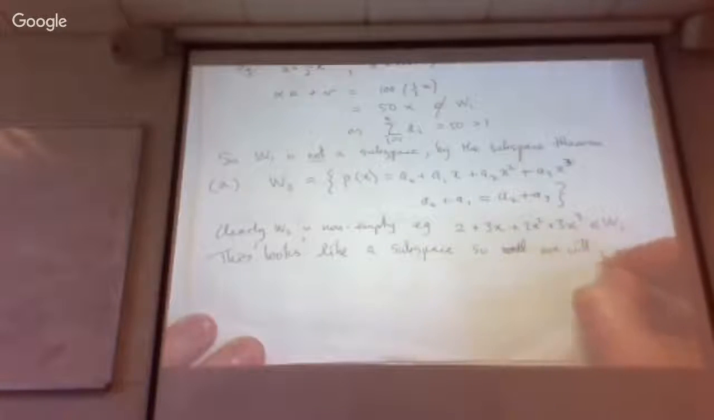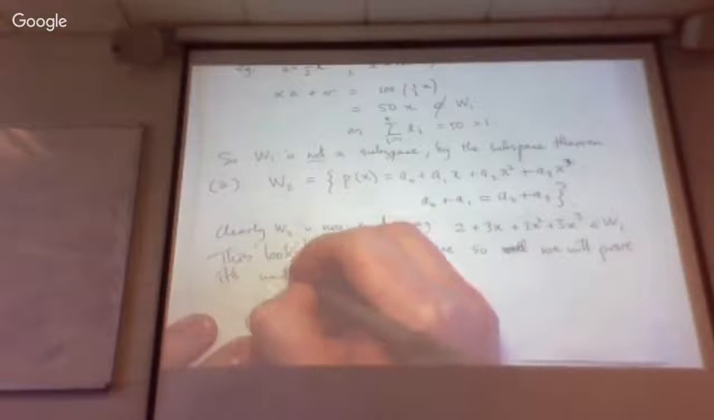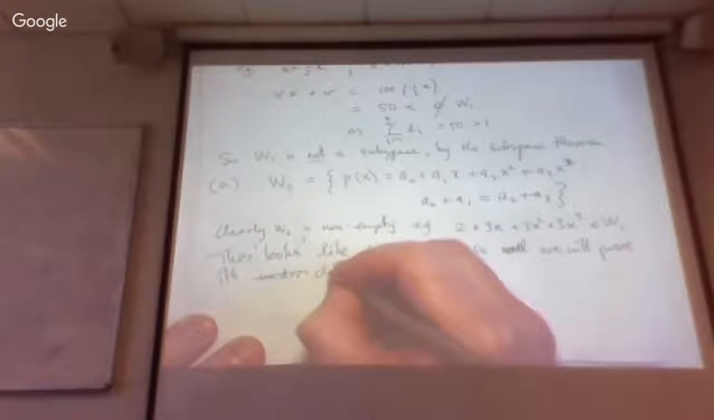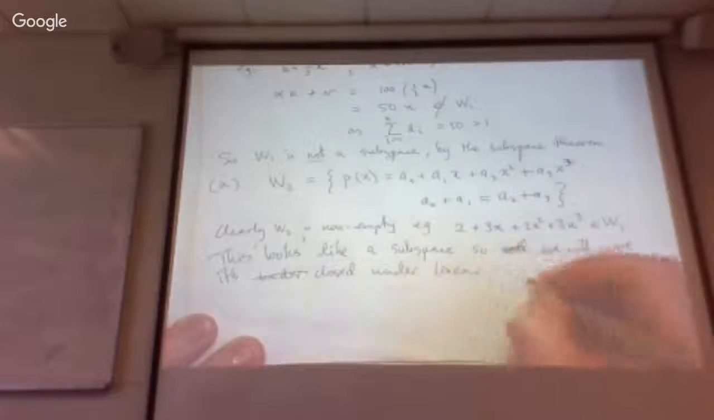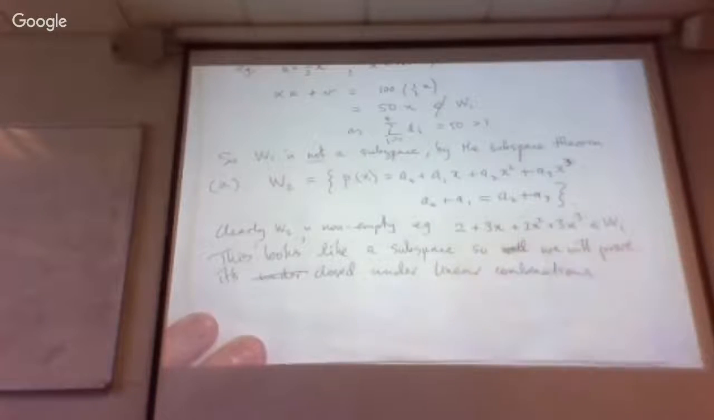So we will prove it's closed. Prove it's closed under a linear combination. Okay, that's what the subspace theorem says you have to do. This is quite different to giving a counterexample. Here, you want to keep things completely general. You're not talking about specific vectors or specific scalars. You want to keep it completely general.